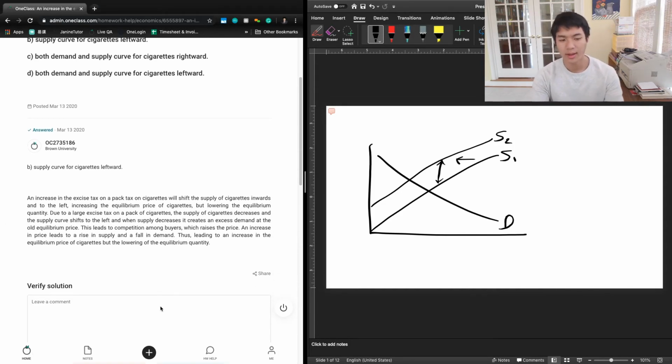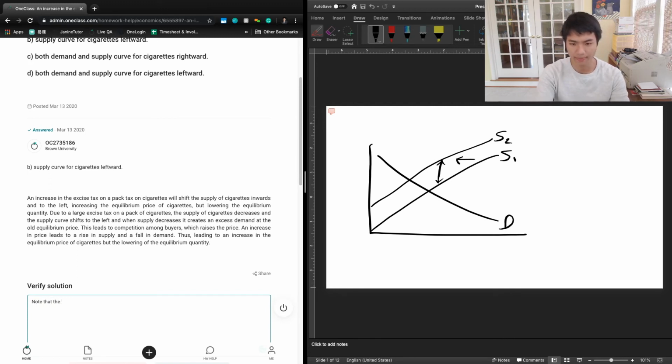So again, I think this breaks down a step-by-step shift in terms of how you get from the old equilibrium to a new equilibrium, but I assume you guys probably already know that. I think the focus should be more so on how much is the distance between the previous supply curve and the new supply curve.